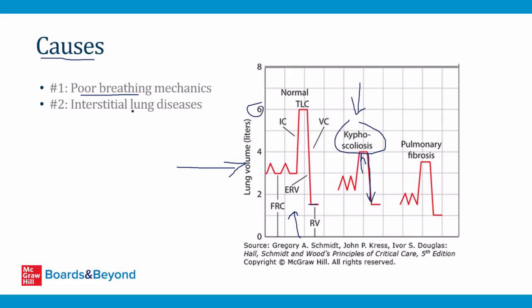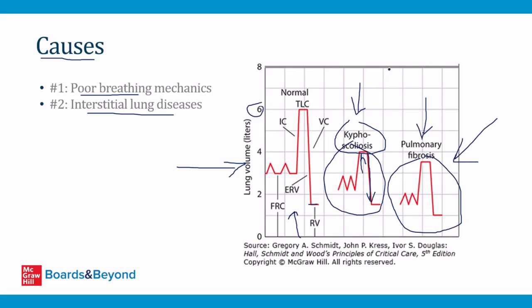The second broad category of causes of restrictive lung disease is interstitial lung diseases. We'll talk a lot about these in this video. These are conditions where something builds up in the tissue of the lungs and that prevents it from expanding. So for example, in pulmonary fibrosis, you get fibrous tissue in the lungs, and you can see that that creates much smaller lung volumes, just like kyphoscoliosis does. But this is a problem with the lungs themselves. This is not a problem with breathing mechanics.